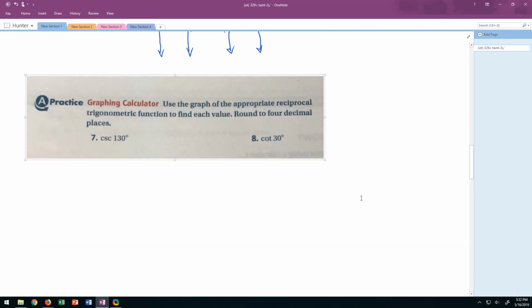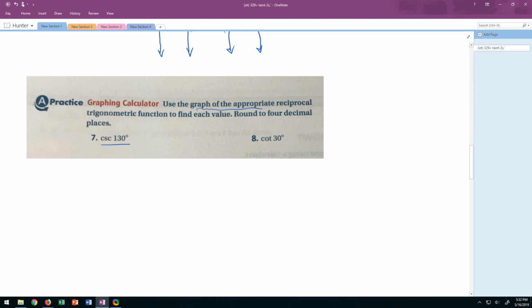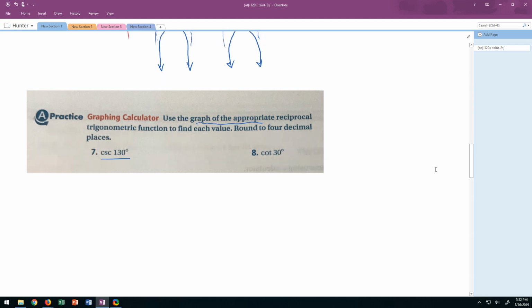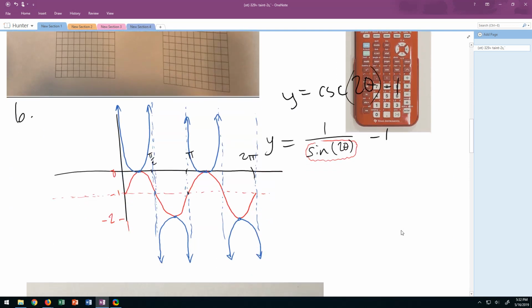Use the graph of the appropriate reciprocal trigonometric function to find each value. Round to 4 decimal places. All right, so this is just some graphing calculator shenanigans. To find this with your graphing calculator, it says use the graph of the appropriate trigonometric function to find each value. Let me switch to black. So to do this, you're going to need your TI 84 Plus Color Edition, which you are so lucky to have.